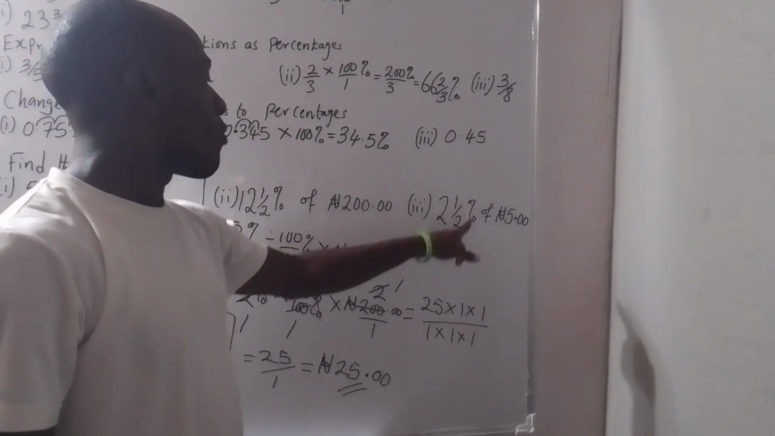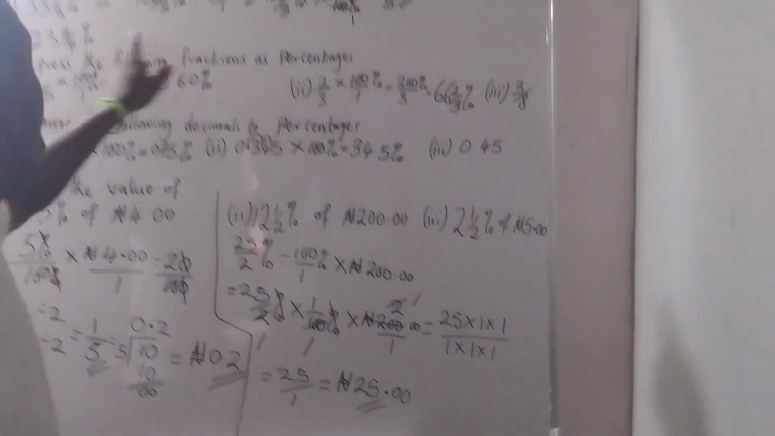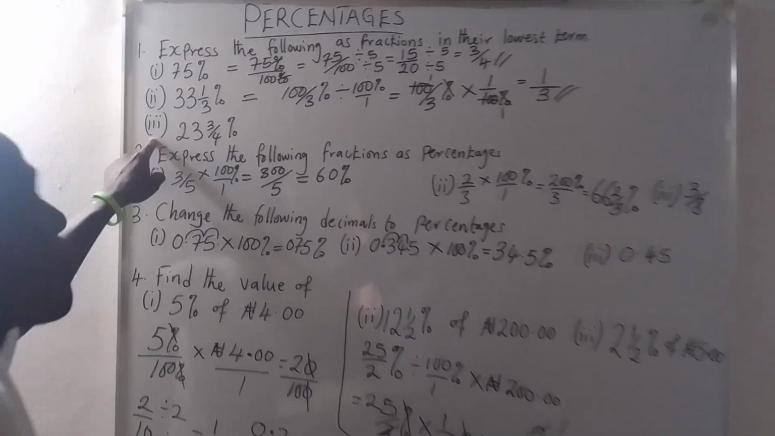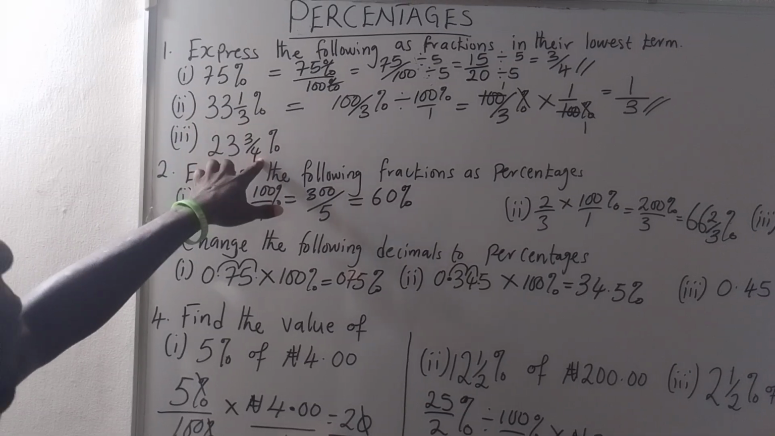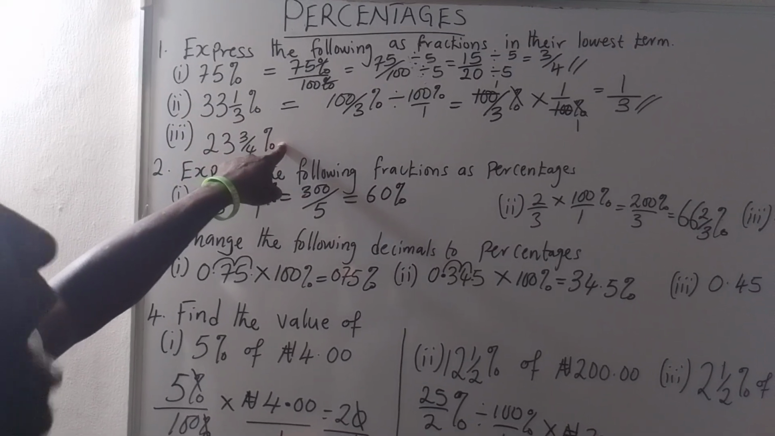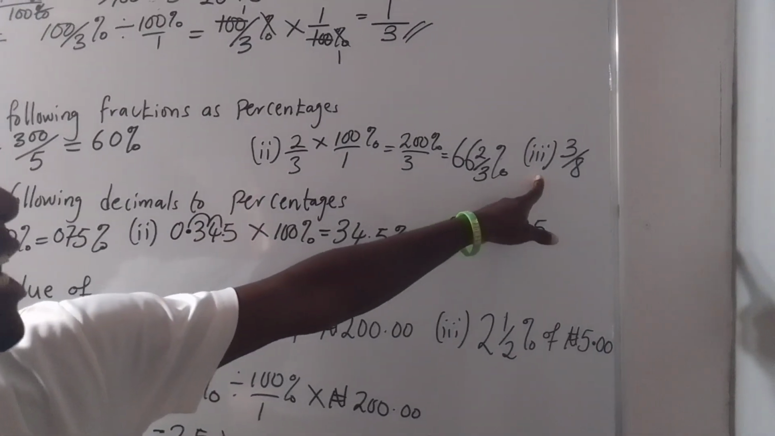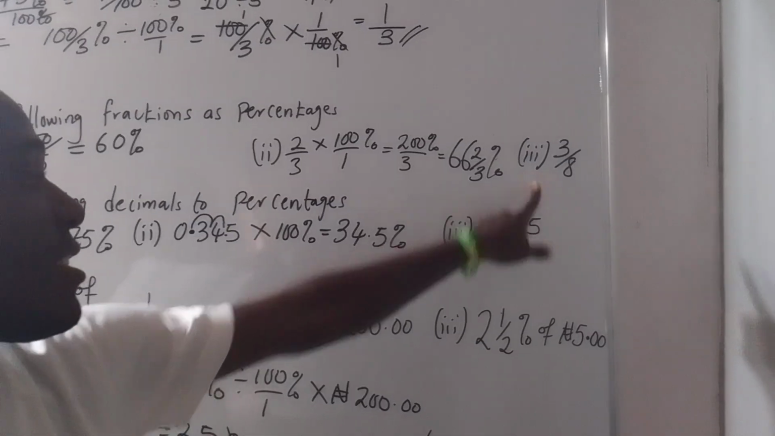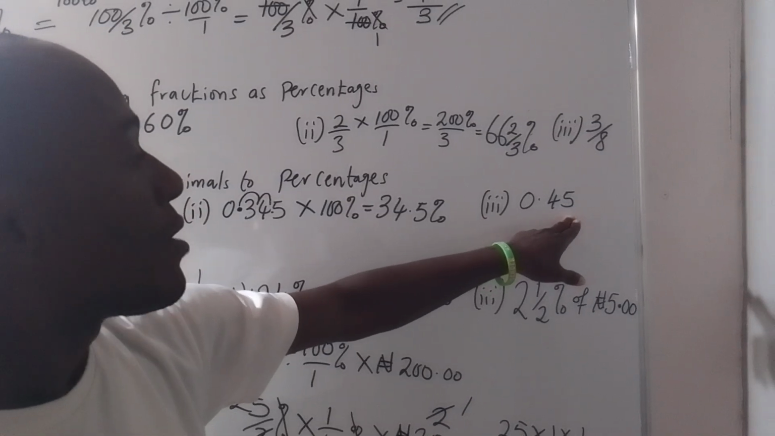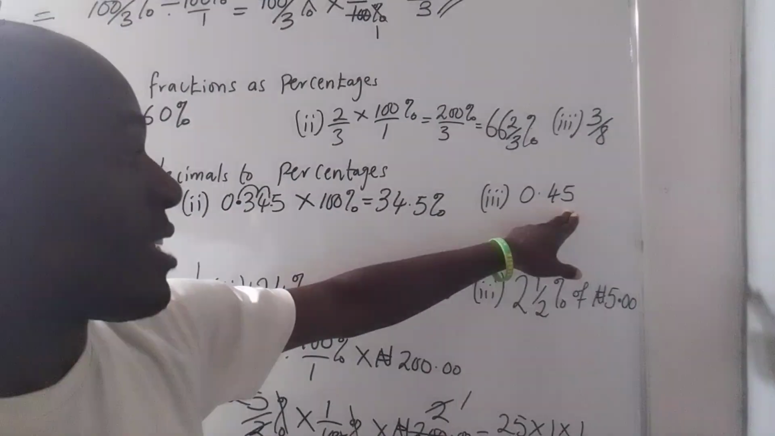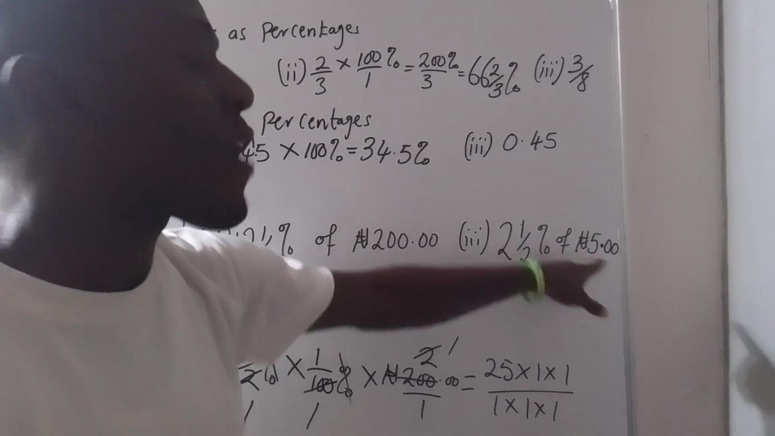I would also like my wonderful viewers to try Roman figure 3: 2 whole number 1 over 2% of 5 naira. If you look at it, all the third questions from each section: we have the first one here, 23 whole number 3 over 4% to change to fraction and reduce to the lowest term. And also number 3, which is 3 over 8 as a fraction, change it to percentage. Then the third part of the question, which says 0.45 as a decimal number, change it to percentage. Then lastly, 2 whole number 1 over 2% of 5 naira.